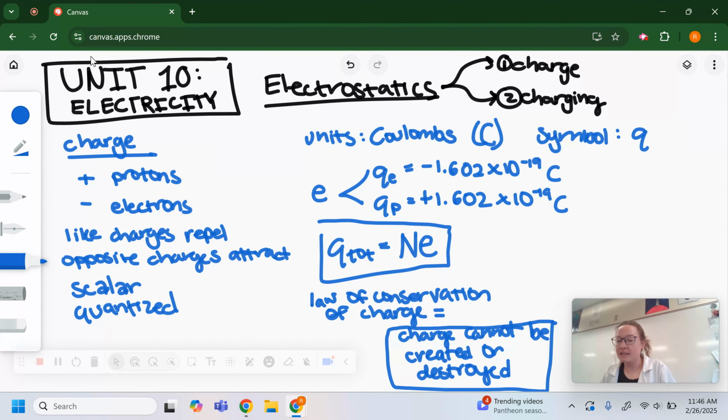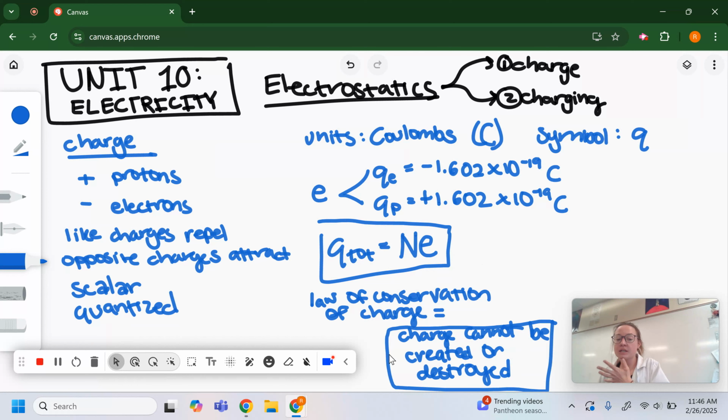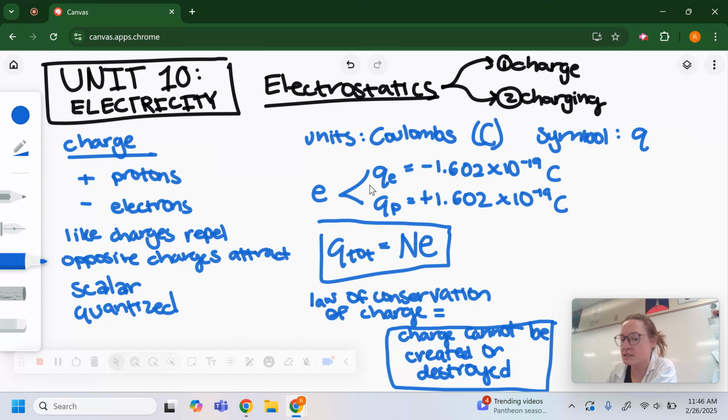This means that the total charge of the whole universe is always constant. You don't have any new positive charge being added, and you don't have any new negative charge being added, and you don't have positive charge being taken away, and you don't have negative charge being taken away. Charge cannot be created or destroyed, so however much charge we have right now is the amount of charge that we have. The universe is not getting more positively charged, and it's not getting more negatively charged. It is staying the charge that it is.